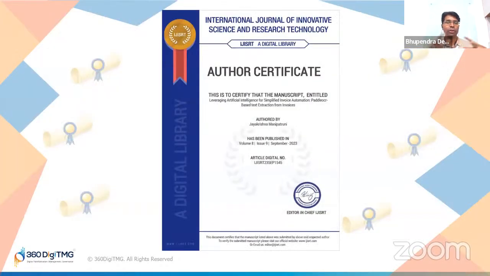So, talking about certificates, when our participants work on real life project or real time project, we call it, they actually get author certificate, top three of them. This is how the International Journal of Innovative Science and Research Technology research paper looks like. This paper is published in international journal, right? This is how the author certificate looks like. It is authored by Mr. JayaKrishna Manipaturini and has been published.